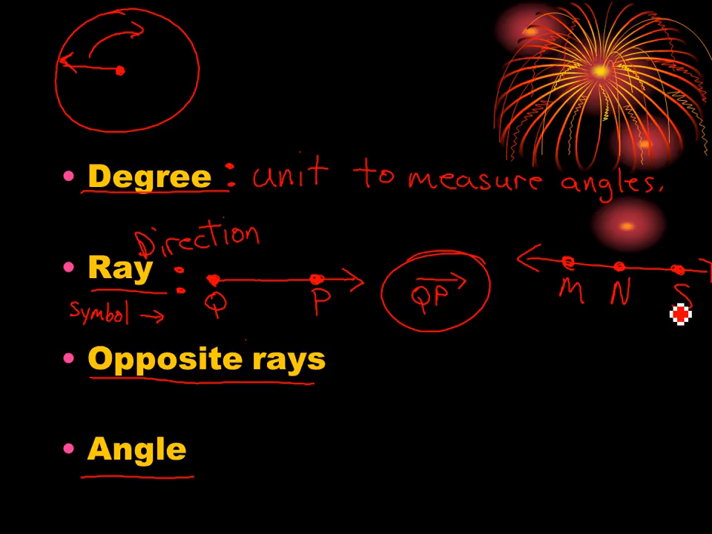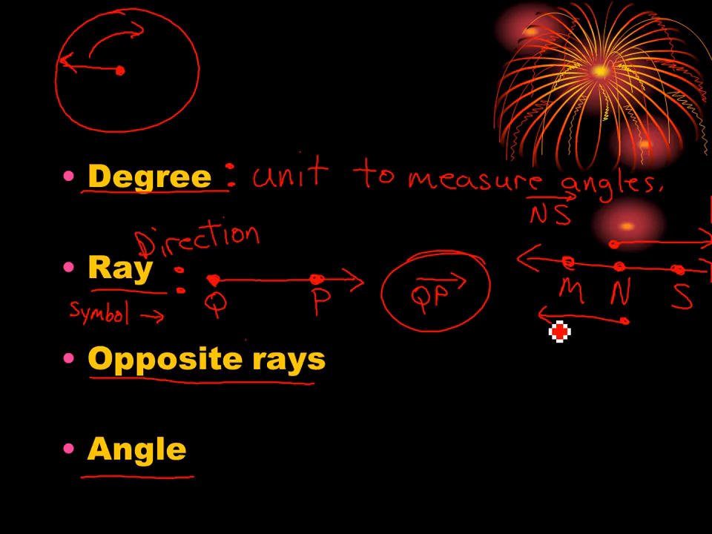Ray NS. If I name ray NS, where does that ray start? Starts at N, and it goes out that direction through S. Name me another ray. NM. So that starts at N, goes out that direction, right? Can we put three letters in there? Don't put three letters in there, because then that's something completely different.